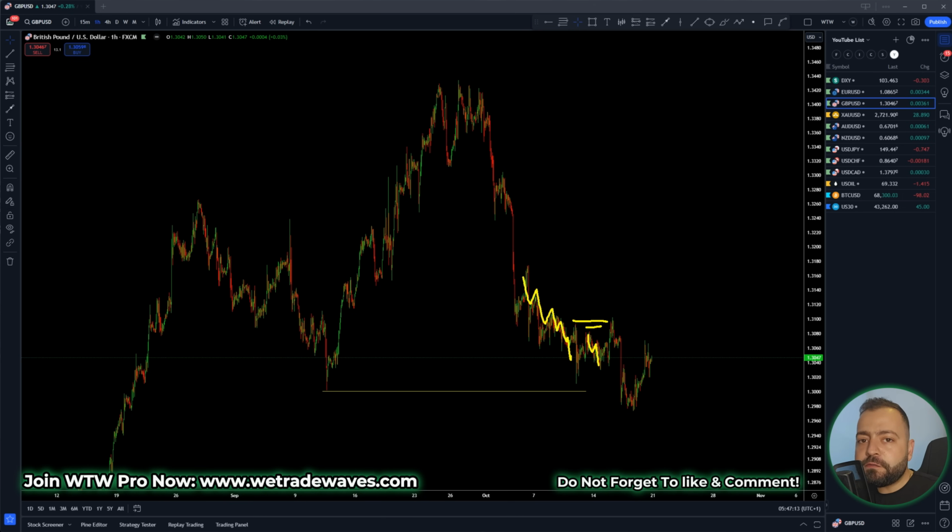Remember, impulsive waves are actually made by market makers, not by retail traders, okay? So for this one, after they liquidated almost everybody here, they now need to go down and grab the liquidity under this low and this low, okay? That's why the market actually went to the downside, and that's why we're expecting the market to fall anyway.